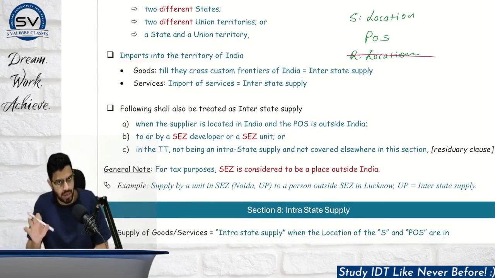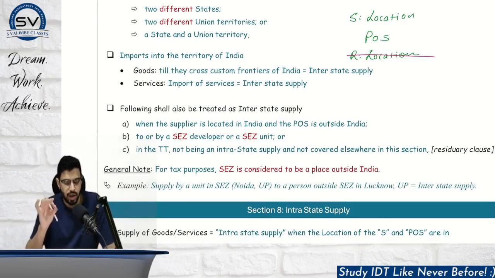Imports are always considered as interstate supply. So if goods are imported, there is another query that comes in. Let's clarify it once. Import of goods, is the GST which is paid on the import of goods RCM? Answer is no.